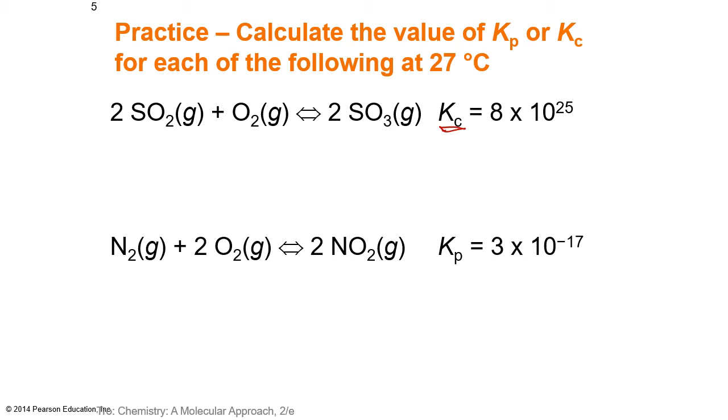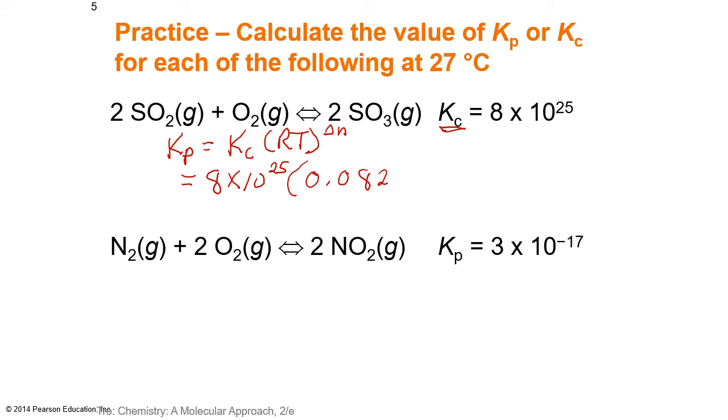So we're given Kc in this case, so we want to calculate for pressure. So we can plug in our equilibrium constant for concentration. R is our constant, 0.08206. We do need the temperature in Kelvin, so 27 plus 273 gives us 300.